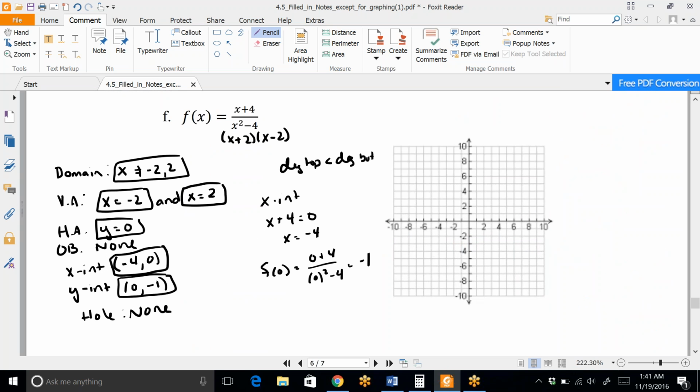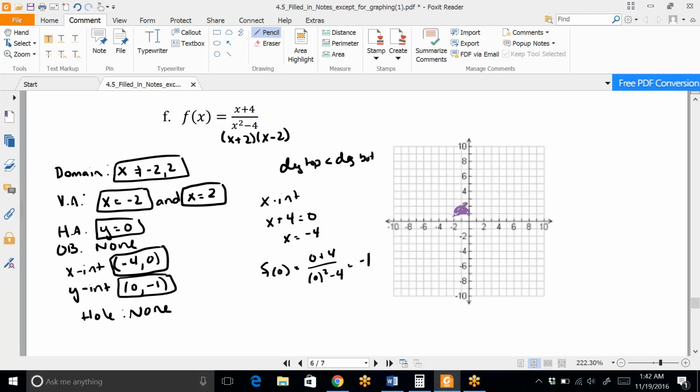For F, we had something that factors in the denominator. You get x plus 2 and x minus 2, so 2 domain errors. Neither one of them cancels out, so they're both vertical asymptotes. Y equals 0 because the top degree is smaller than the bottom. The x-intercept would be the x value that we get when we solve the top. So that's (-4, 0). And if you plug in 0 for all the x's, you get -4 over -4, so that makes -1 overall when you divide.